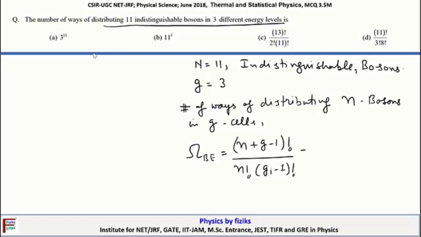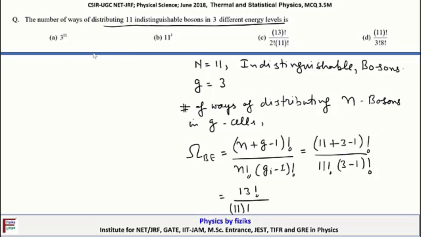Here we are given n equal to 11 and G equal to 3. So (11 plus 3 minus 1) factorial, divided by 11 factorial and (3 minus 1) factorial. This turns out to be 11 plus 3 is 14, minus 1 is 13 factorial, divided by 11 factorial and 2 factorial. So I think C is the correct option here. Therefore C is our answer.